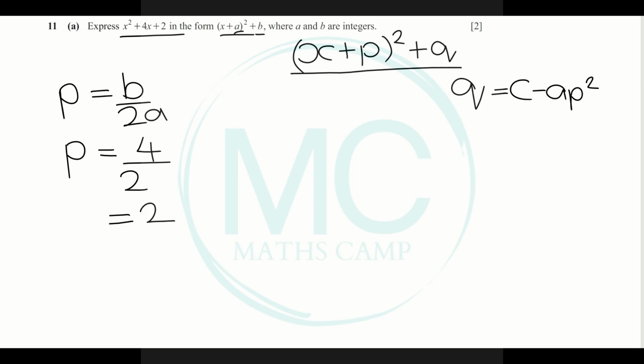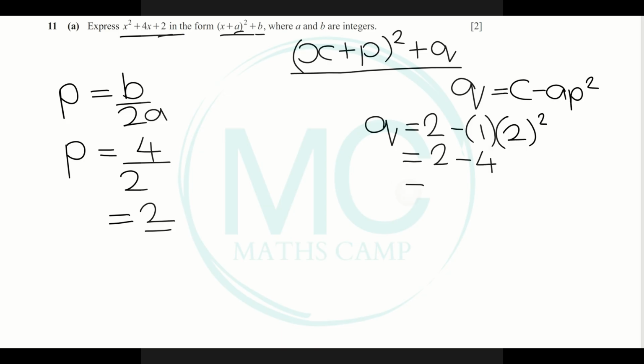Now to find q, I can say q is equal to the constant c, which is 2, minus a, the coefficient of the squared term, which is 1, multiplied by p, which I just found, 2 squared. 2 squared gives me 4, multiplied by 1 stays as 4. I get 2 minus 4, which is equal to negative 2. So now, in this form, I can rewrite my expression, open a bracket, x plus a, which in this case is 2, squared minus 2.